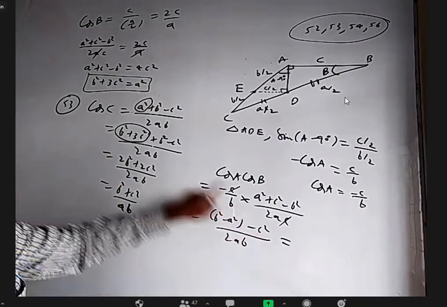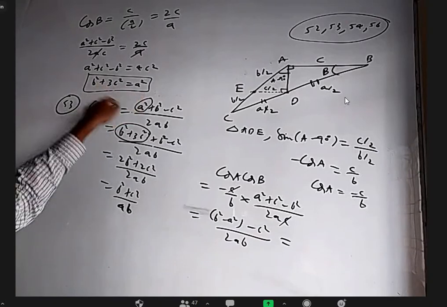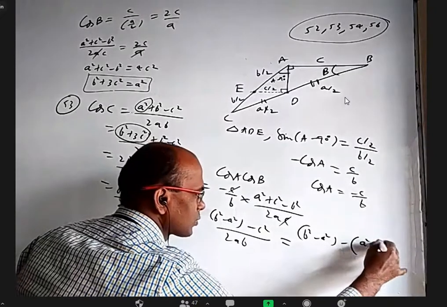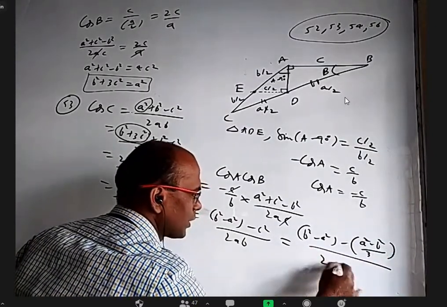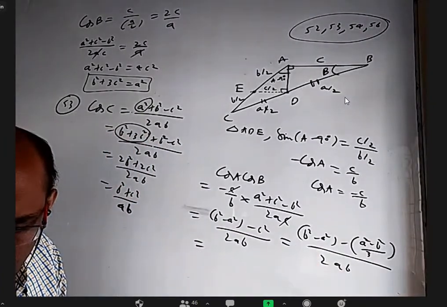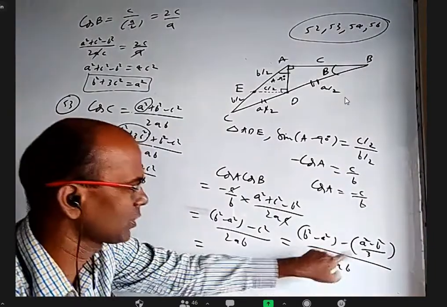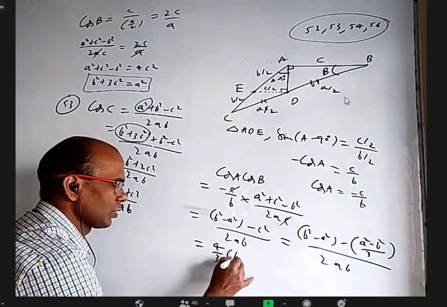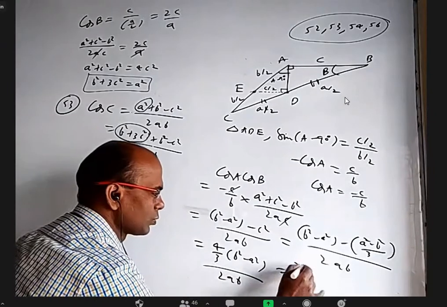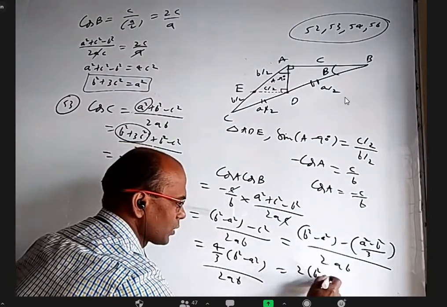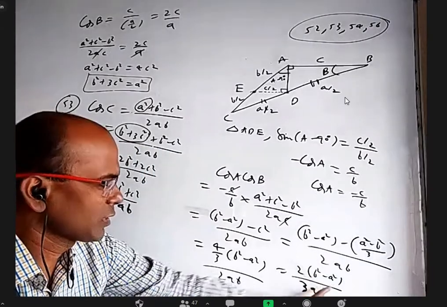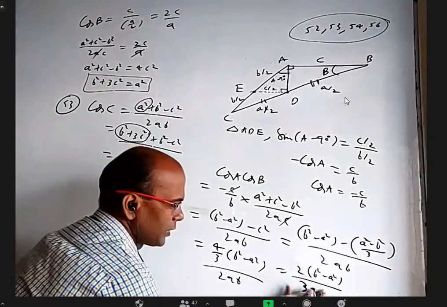But I don't want c square. In the place of c square, I can write a square minus b square by 3. So b square minus a square minus a square minus b square by 3, all by 2ab. Now b square minus a square, so I can reverse it. Look, the numerator is 4/3 of b square minus a square, by 2ab. Cancel 2. You got 2 times b square minus a square by 3ab. Here they got c square minus a square by 3ac, and we got b in the place of c.